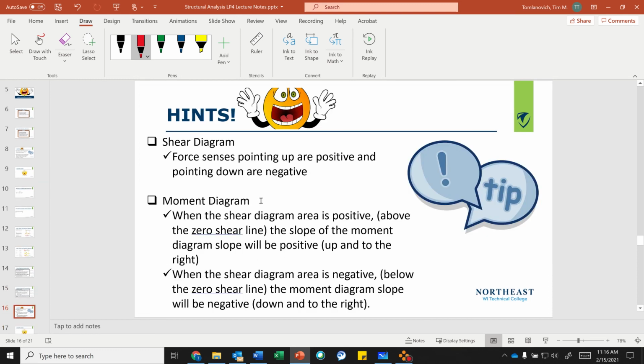Okay. Shear diagram: forces pointing up are positive and pointing down are negative. Moment diagram: when the shear diagram area is positive, above the zero shear line, the slope of the moment diagram will be positive, up and to the right. When the shear diagram area is negative, below the zero shear line, the moment diagram slope will be negative, down and to the right. Okay, if you keep those points in mind, this should be fairly easy.